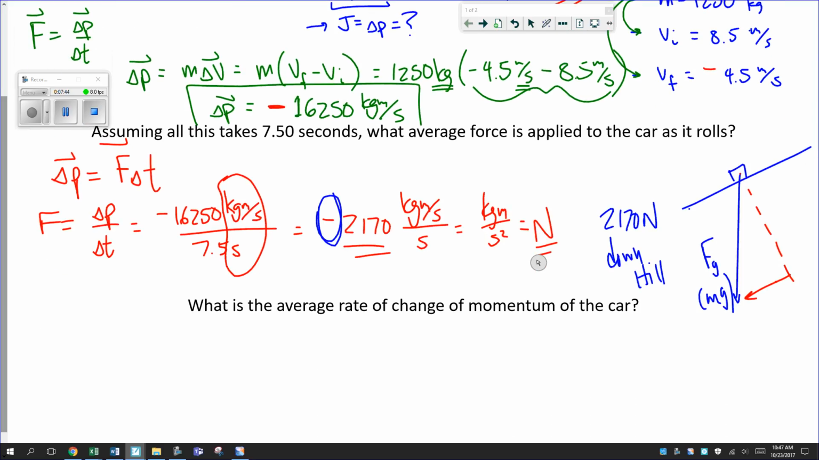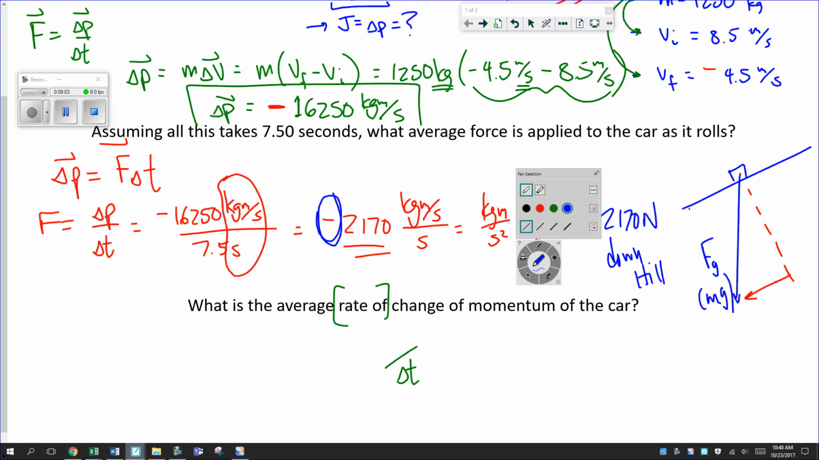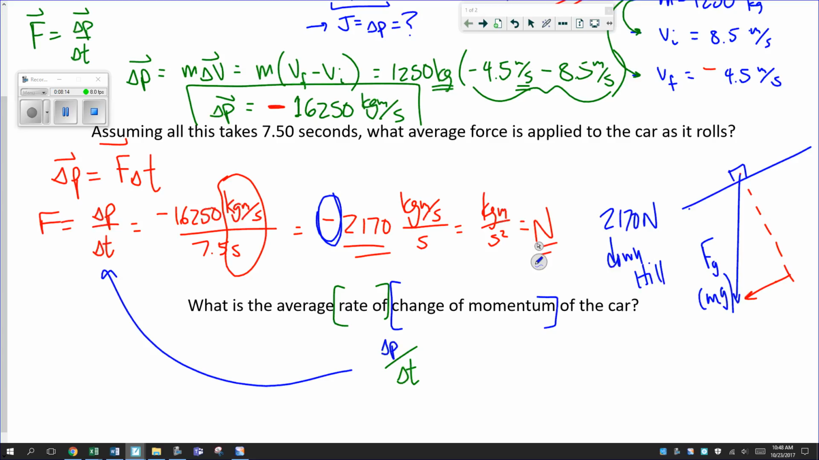Now, let's see. What's the average rate of change of momentum of the car? Rate of change of... So let's just dissect this a little bit. Rate of... That means per unit time. Change of momentum. Oh, that means we want delta P over delta T. That's asking me for what the force is. I mean, it's not asking me for what the force is, but it's asking me for the same thing as what the force is, because the force is the rate of change of momentum.